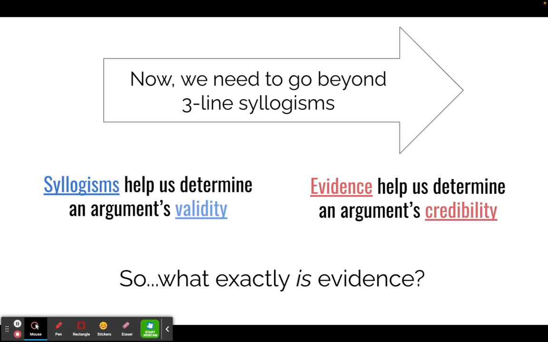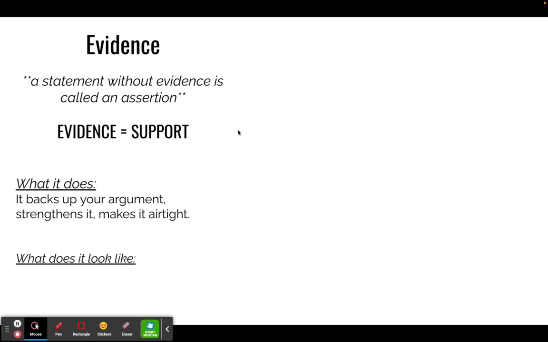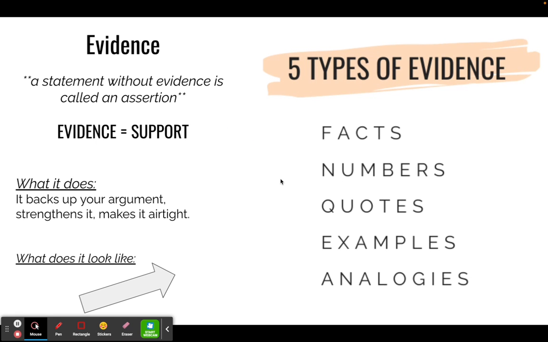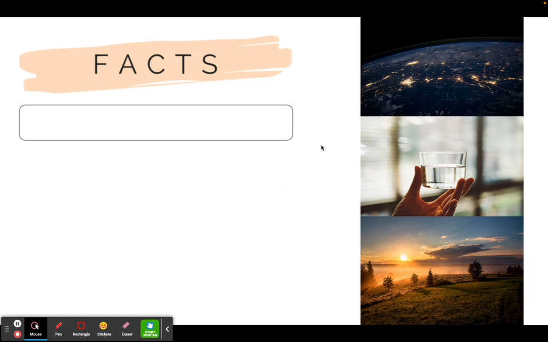So now we need to ask ourselves, what exactly is evidence? Evidence is support. If you have a statement or an argument without evidence, another way of talking about that is called an assertion. And those assertions are not very sturdy. They don't really stand for that long. So evidence is support, and what it does is that it backs up your argument, it strengthens it, it makes it airtight, and it often will look like this. There's more forms than this, but this is just boiling it down to 5 simple types: facts, numbers, quotes, examples, analogies. So here's what those things look like.